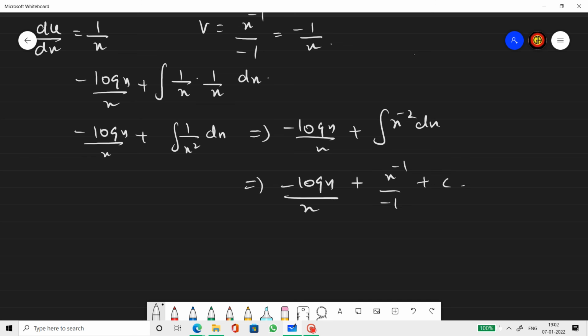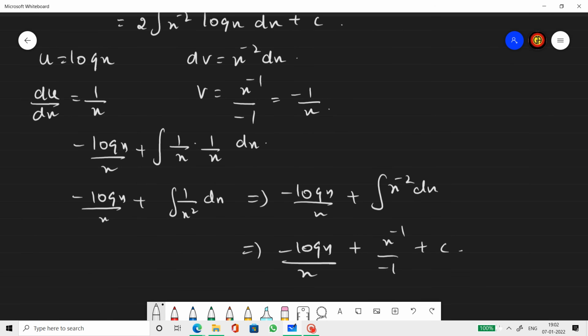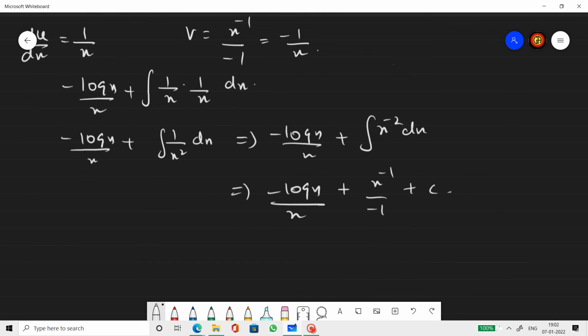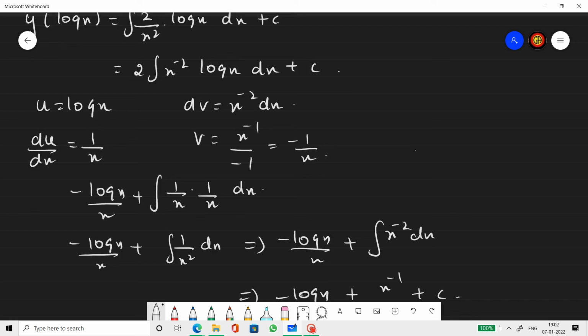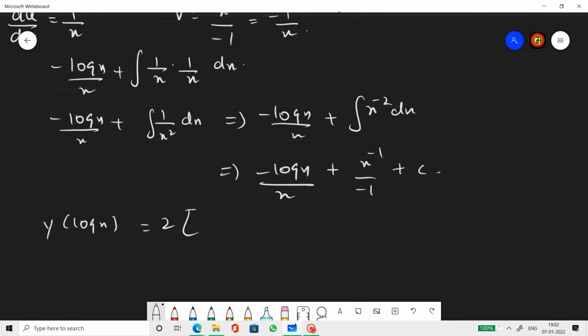And now put it in the formula. Y into integrating factor, which is y times log x, equals, and then there is a 2 left outside, as you can see, there is a 2 here. So the end answer will get multiplied by 2: minus log x by x minus 1 by x plus c.